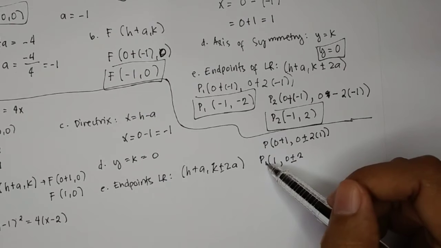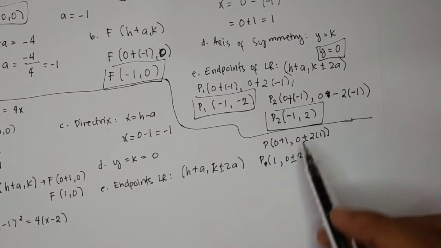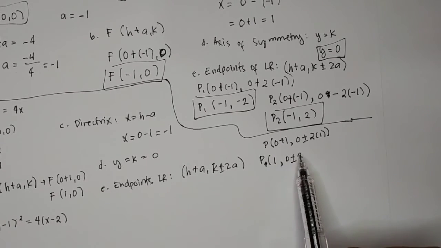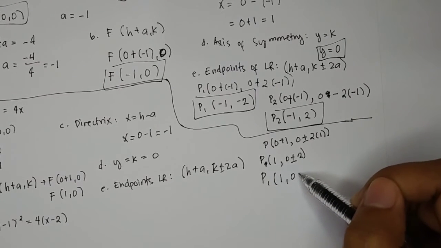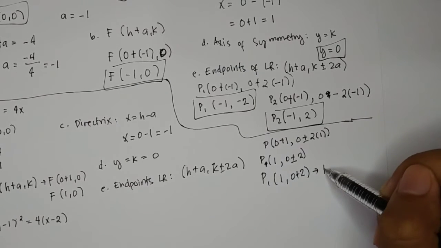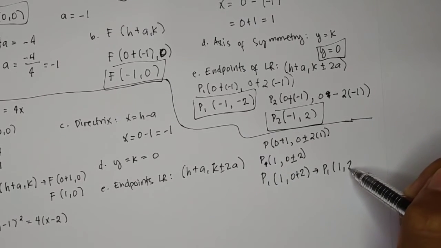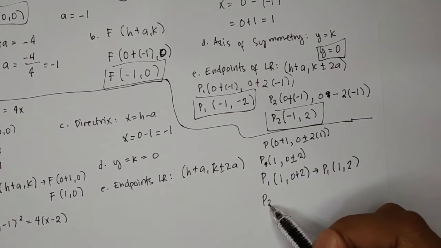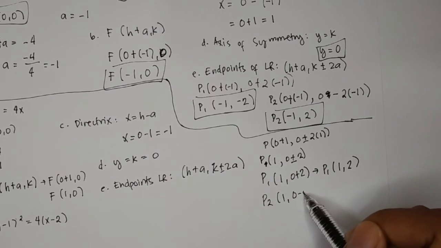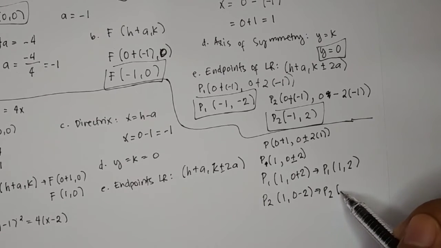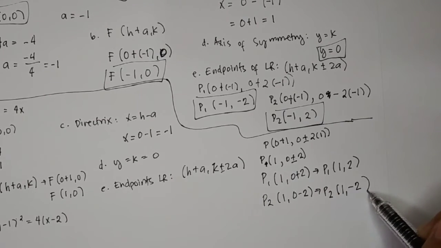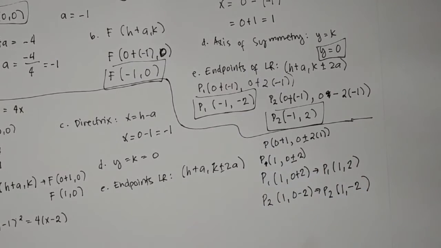So, we have here, ito yung magiging points natin ha. That is 1, 0 plus minus 2. So, yung P1 natin, we have 1, 0 plus 2, that is, P1 natin is 1 and 2. So, yung P2 natin is 1, 0 minus 2. So, meron tayong P2 natin is, we have 1, negative 2. So, ito yung mga points natin.